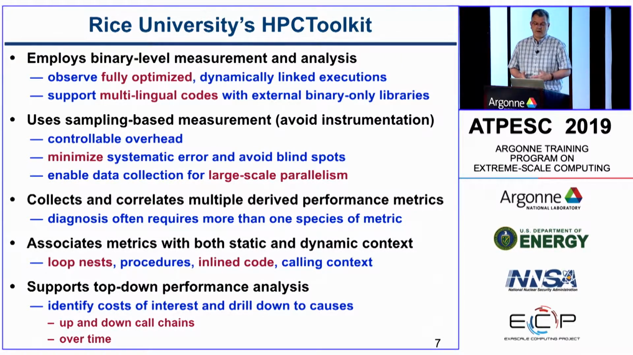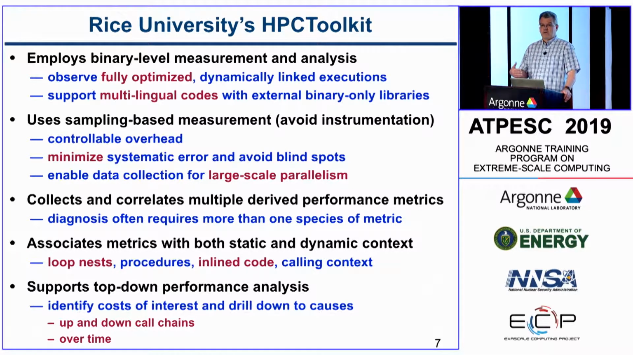It employs binary level measurement and analysis. And so we're working with observing fully optimized dynamically linked binaries, or statically linked as well, supporting multilingual codes with external binary-only libraries. We're using sampling-based measurement principally. If we want to measure things like bytes communicated, well, then we're going to wrap a communication call or an I/O call to see how many bytes have been written. But generally, we're measuring performance by using sampling.